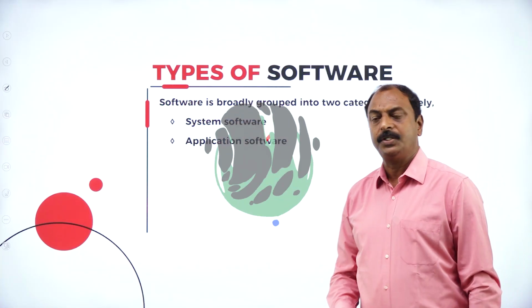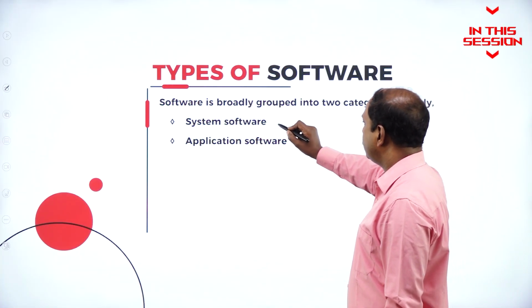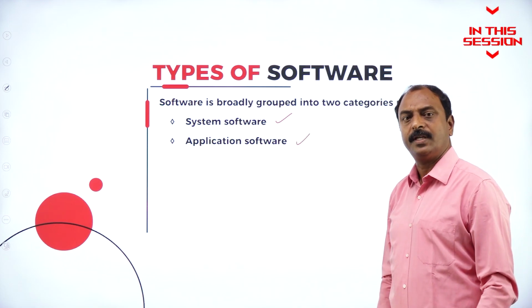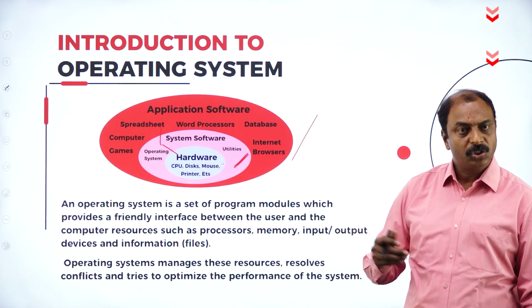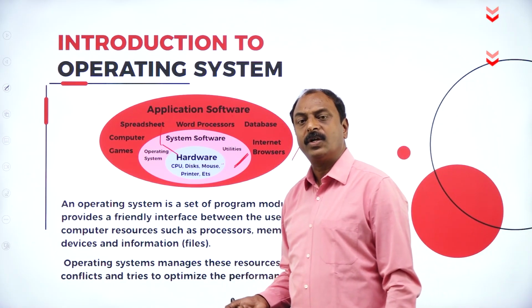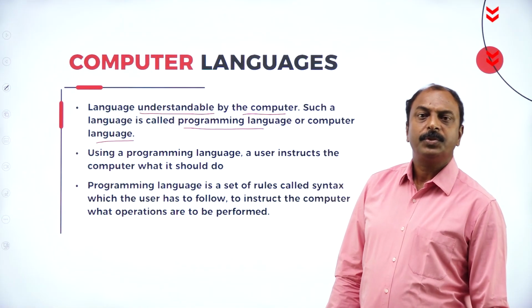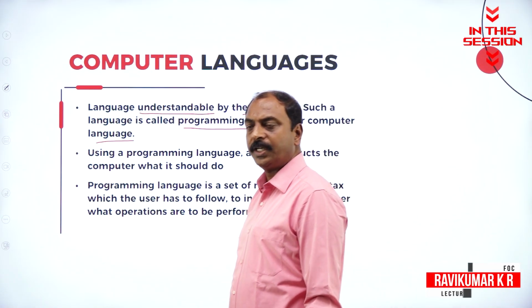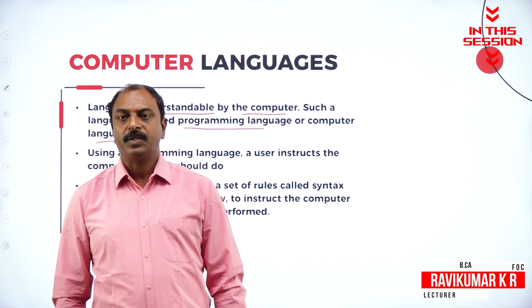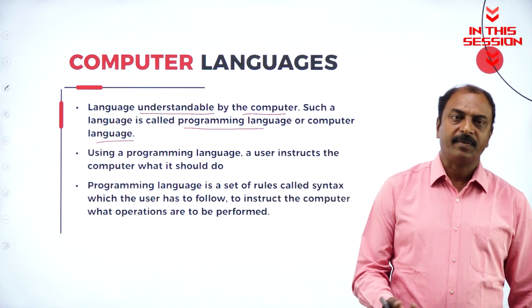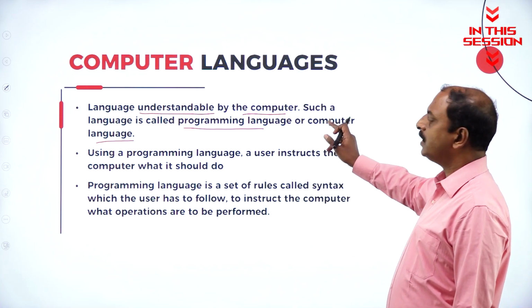Software is classified into two categories: one is system software and one is application software. Once any operating system has been installed, only then are we going to install different application software. As a computer is a machine, it cannot understand any other language. It understands only machine level language or only a few languages. Those languages are called computer languages.